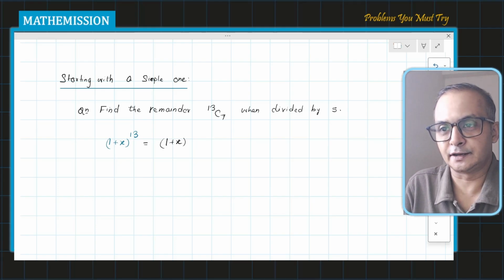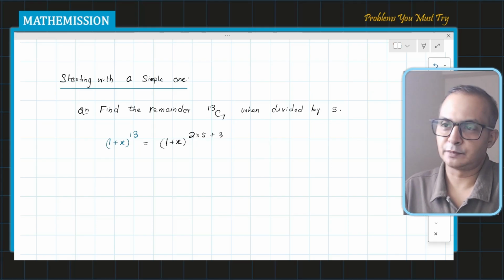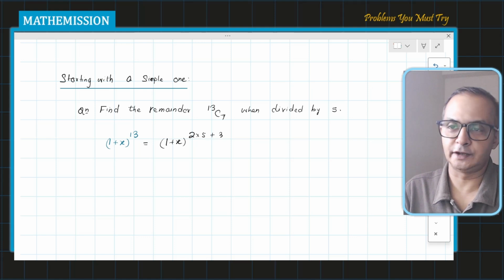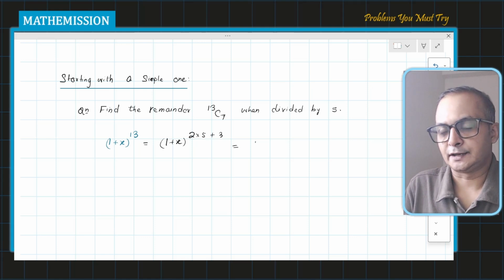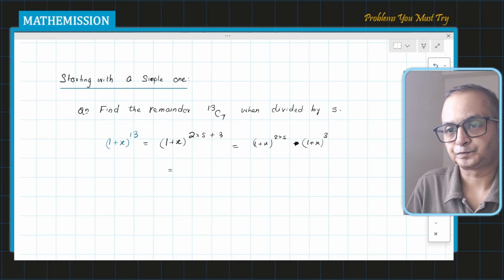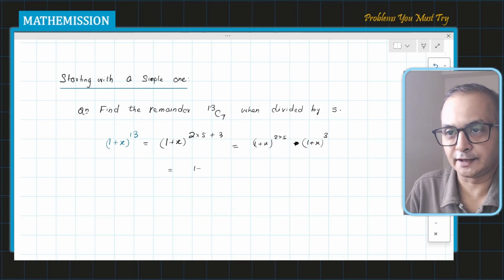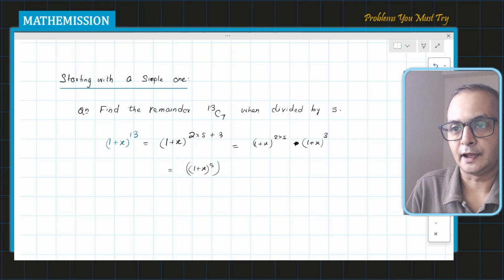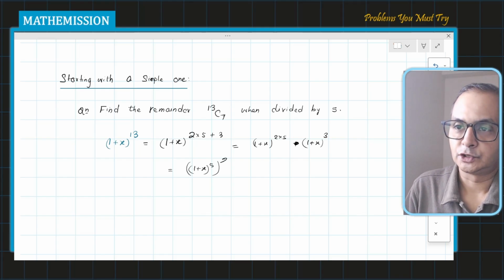So we can write this 13 as 2 into 5 plus 3. Because this 13 is a 2-digit number in base 5, there is no such 5 to the power 2 or anything, and the 3 will come. Now this I can write as (1 plus x) to the power 2 into 5, not plus, product (1 plus x) to the power 3. Now the entire concept is relying on this, because you notice that if I have (1 plus x) to the power 10, I can write this as ((1 plus x) to the power 5) the whole power 2, and that is times (1 plus x) to the power 3.